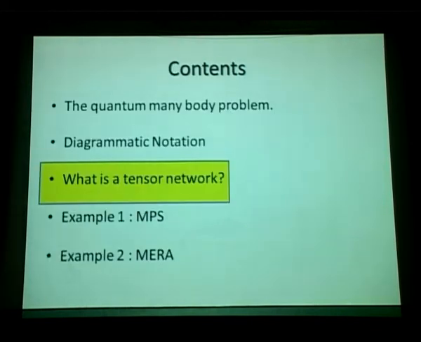So that was my diagrammatic notation. I've told you the tensors are represented as circles and lines. And then you can contract two tensors, decompose a tensor, take a matrix trace or a partial trace, and also take the tensor product of two tensors. So next, let me finally tell you what a tensor network really is.